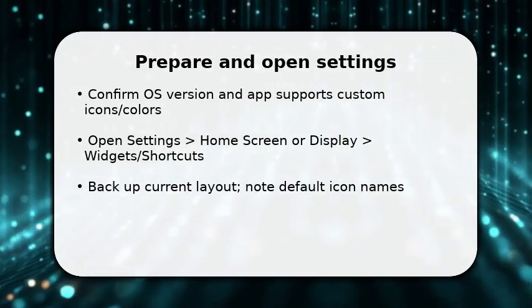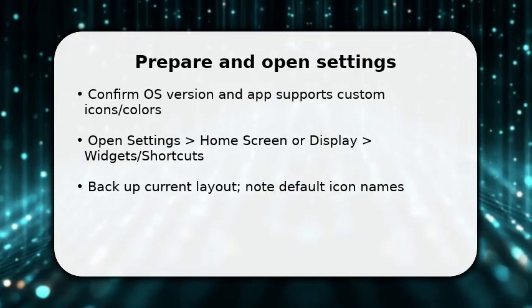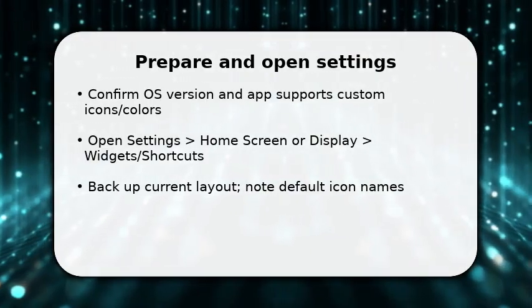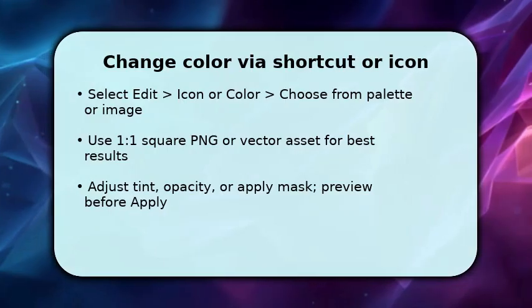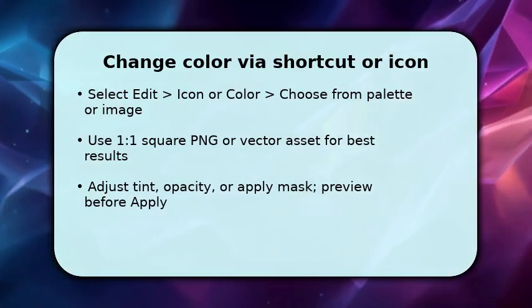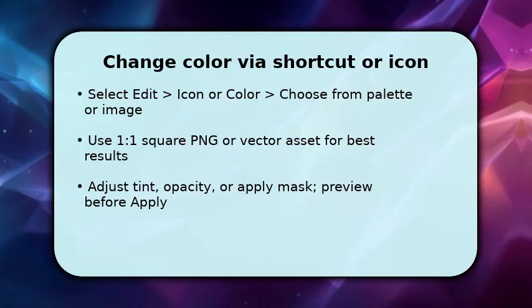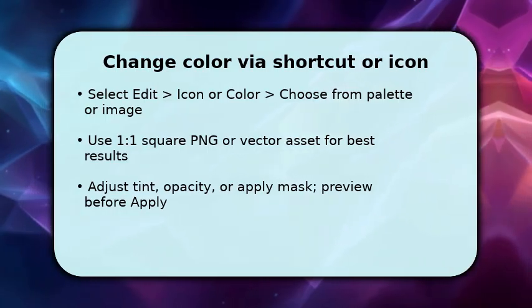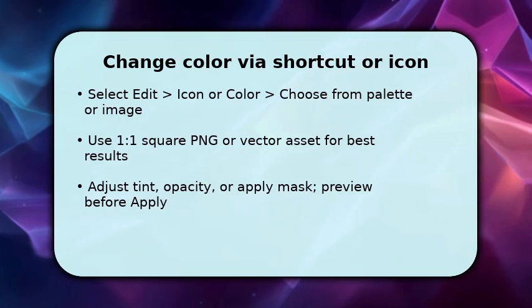Now, tap the app you want to modify and choose Edit or Create Shortcut to begin changing the visible color, or once you're in the Edit screen, select Icon or Color and pick from the provided palette, a system theme, or import an image. You do this because direct app themes may be locked, so shortcuts let you override appearance.